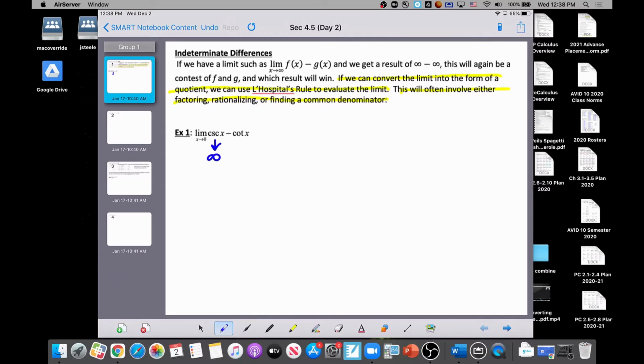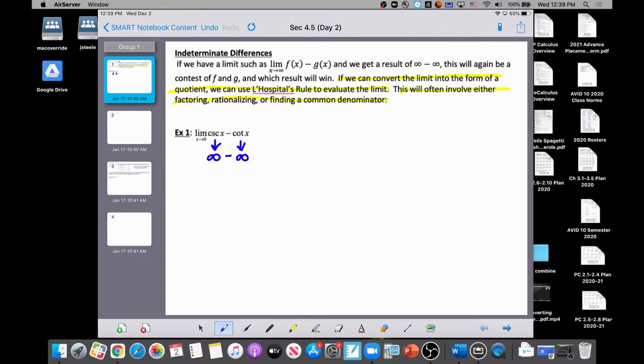And then cotangent is cosine over sine. And when I plug in 0, cosine of 0 is 1. Sine of 0 is 0. 1 divided by 0, again, that goes to infinity. So I end up with this indeterminate form, infinity minus infinity. So this is just an indicator for me that I'd like to try L'Hopital's rule, but in order to do so, I have to make this limit look like a quotient first.